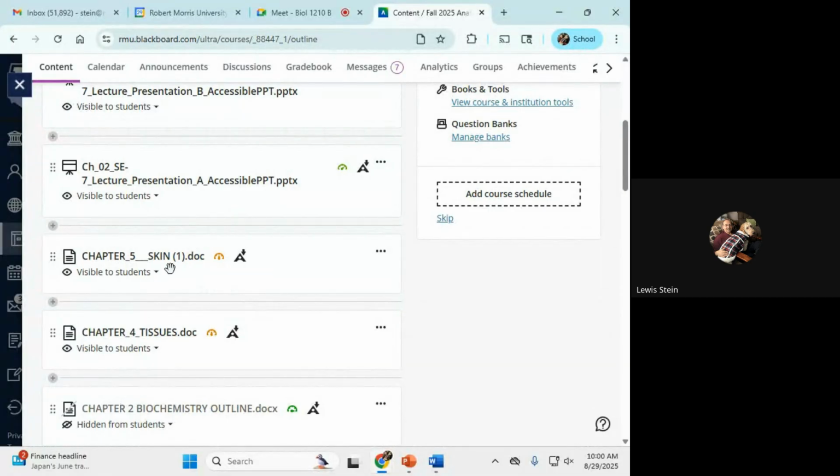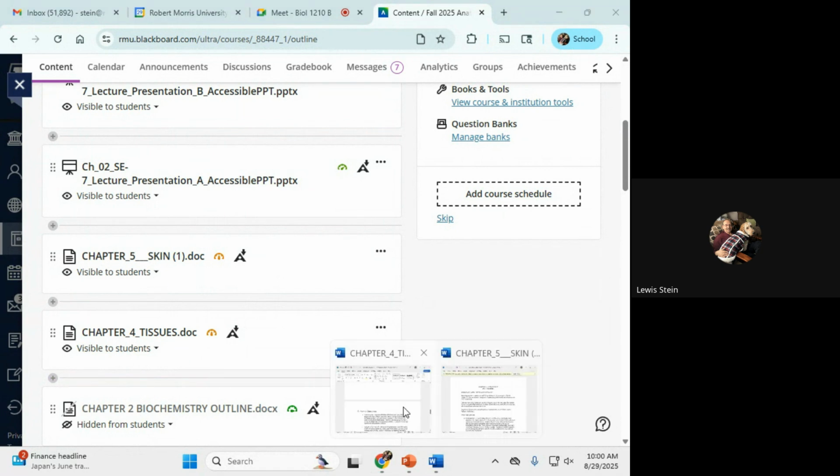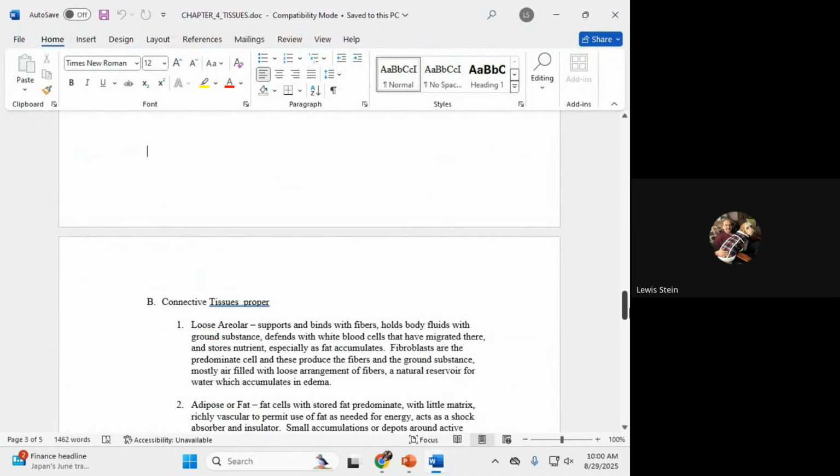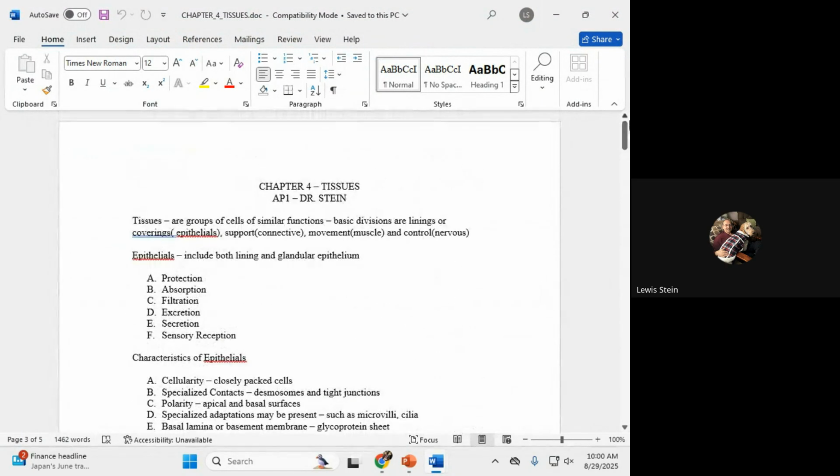The skin will be helpful for both here and in lab, since we have a skin section, and the tissues you cover in lab. So I've added this to your materials, and here I can show them to you. Basically, I've outlined them, because the chapters for tissues and skin are pretty much universal. They haven't changed a great deal over the course of time.